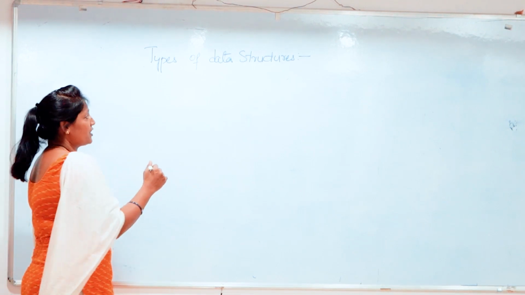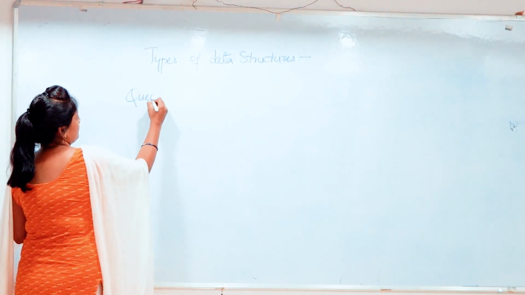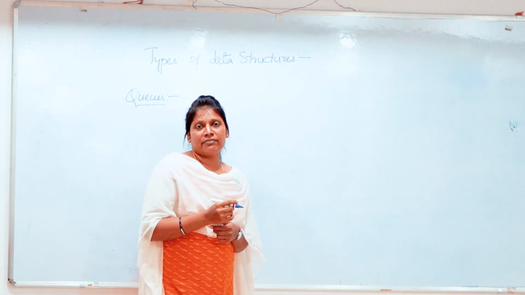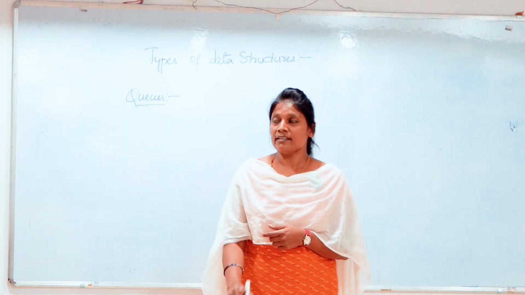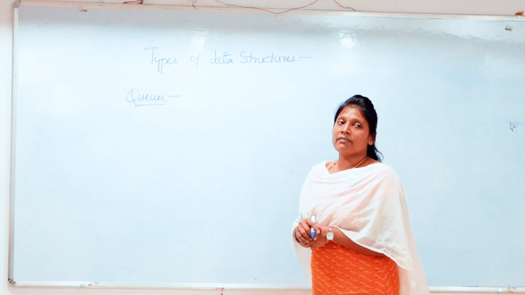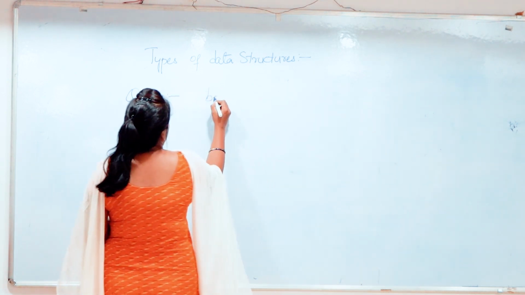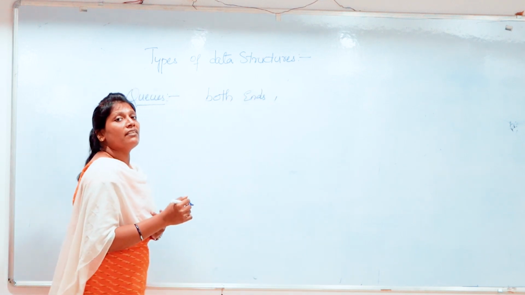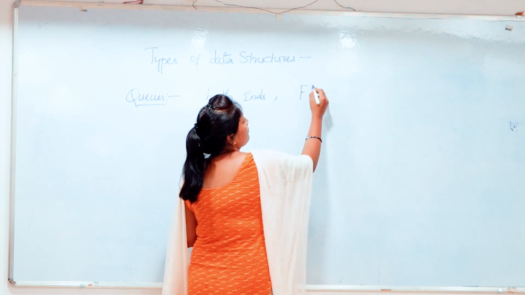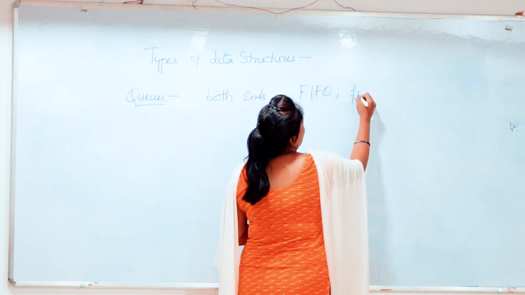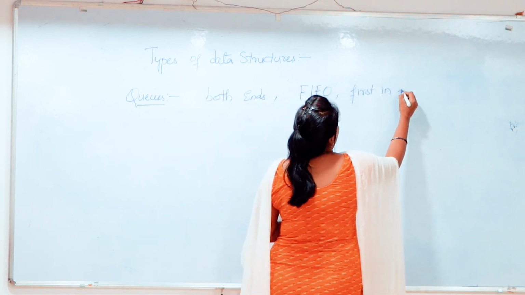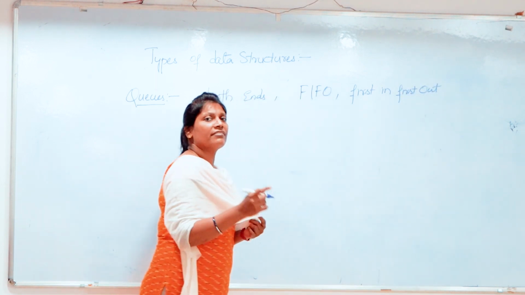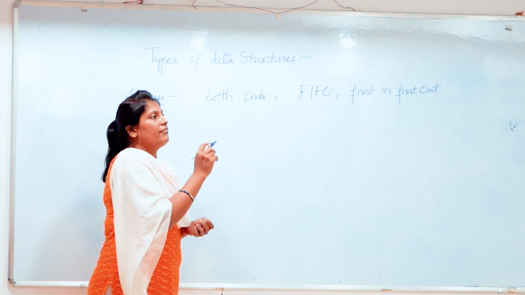Next type of data structure is queues. Here, unlike the stack where we perform operations on one end, in the queue we will be performing them on both the ends, and it will follow the principle FIFO, that is, first in, first out. Whichever element is inserted first will be deleted first.